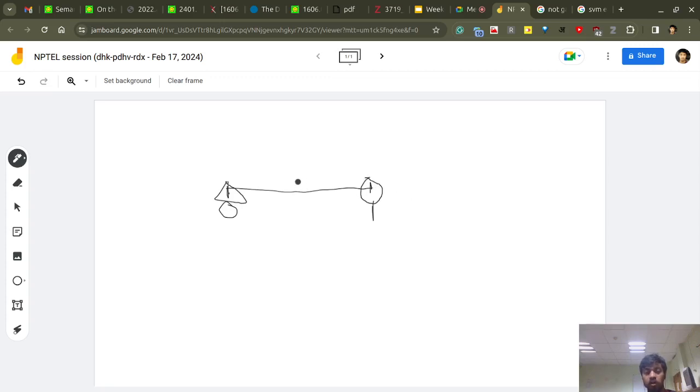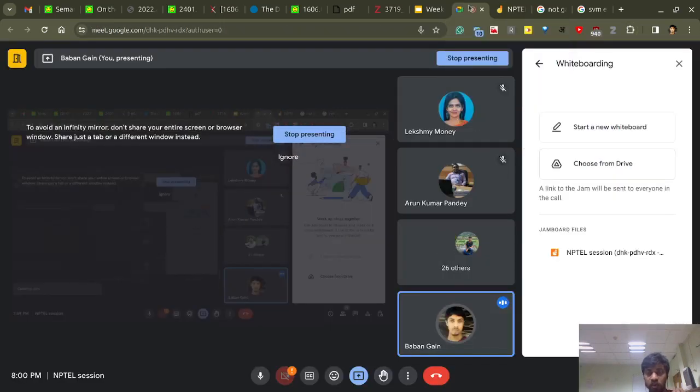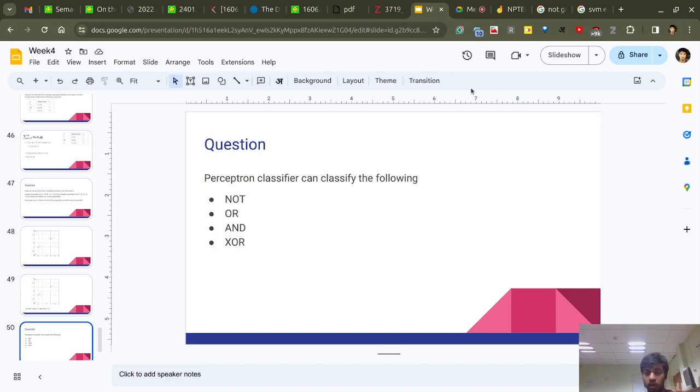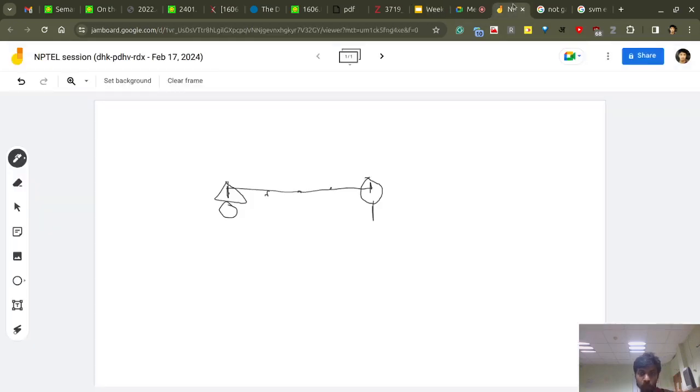So you can just draw a line here, you can select this point, any point you can choose, and you can separate it, right? So it is separable. So NOT gate is linearly separable. Next I'll go to the OR gate. So what is the diagram of the OR gate?